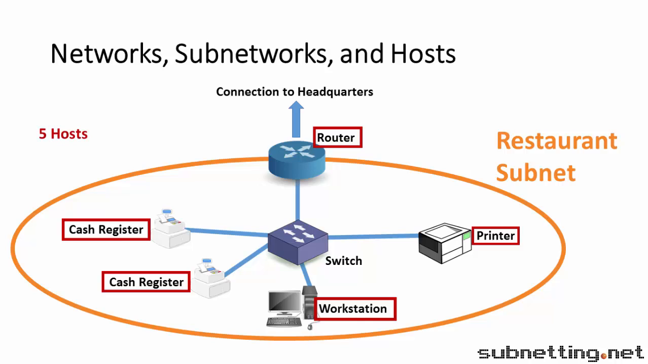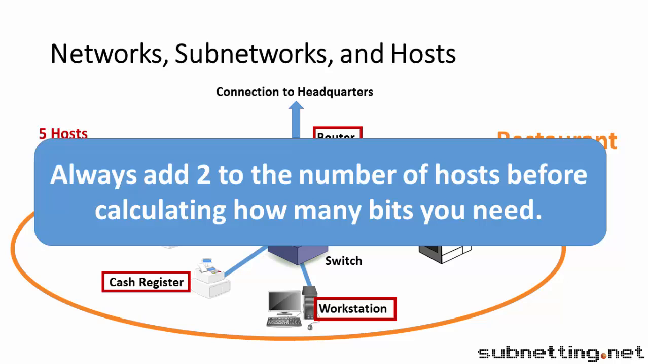The next step is to calculate the number of bits we need to represent 5 IP addresses. Before we do this calculation, we are going to add 2 to our 5 hosts. The reason we add 2 will be explained in the next lesson. For now, just remember that you should always add 2 to the number of hosts before calculating how many bits you need.